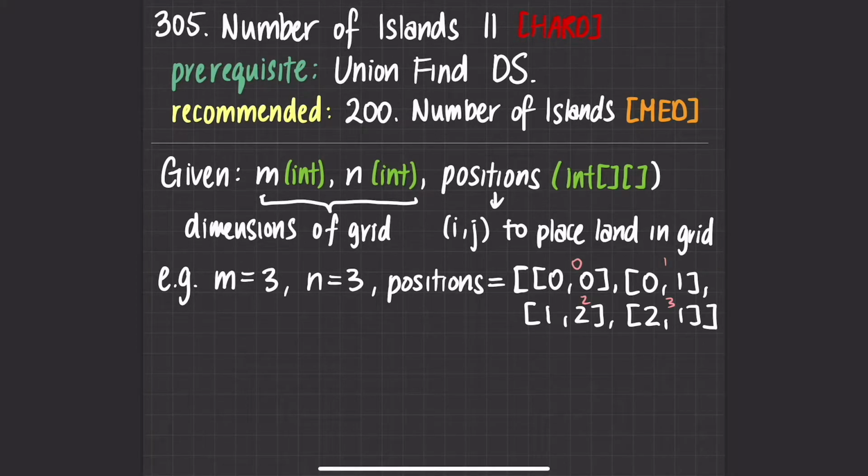This week we are going over number 305, Number of Islands 2. This is a hard level question in particular that uses the UnionFind data structure as its solution.